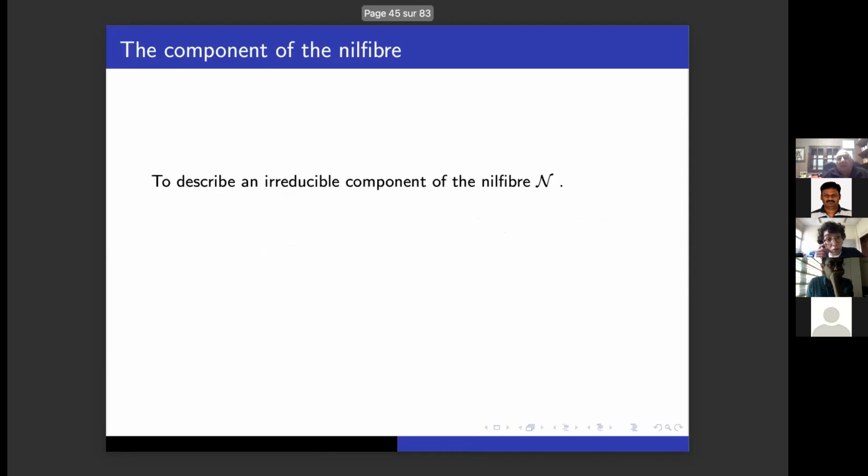So now I want to talk about the irreducible components of N. If I'm talking about the irreducible components of the nilfibre, it means the nilfibre is not irreducible, which is really surprising, because it's a zero of irreducible and everybody expected it to be irreducible, which is not the case. So how do we express these components?